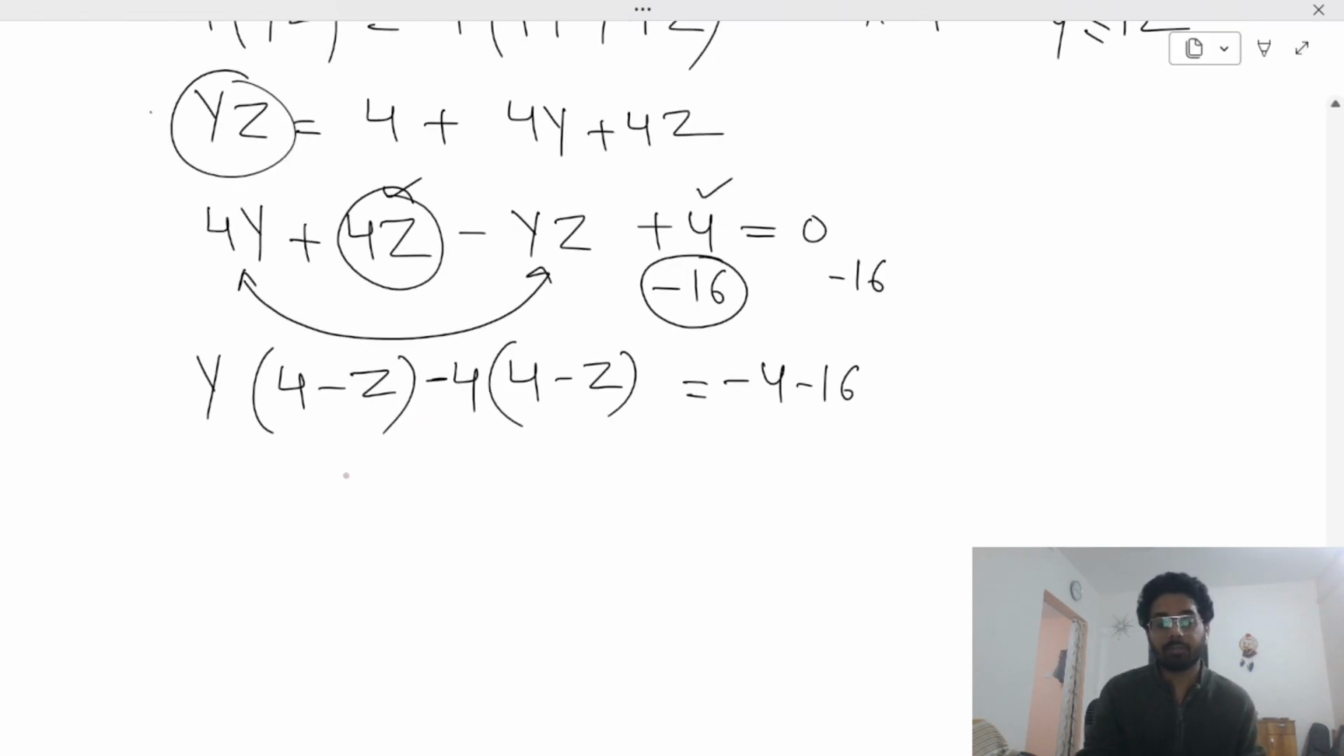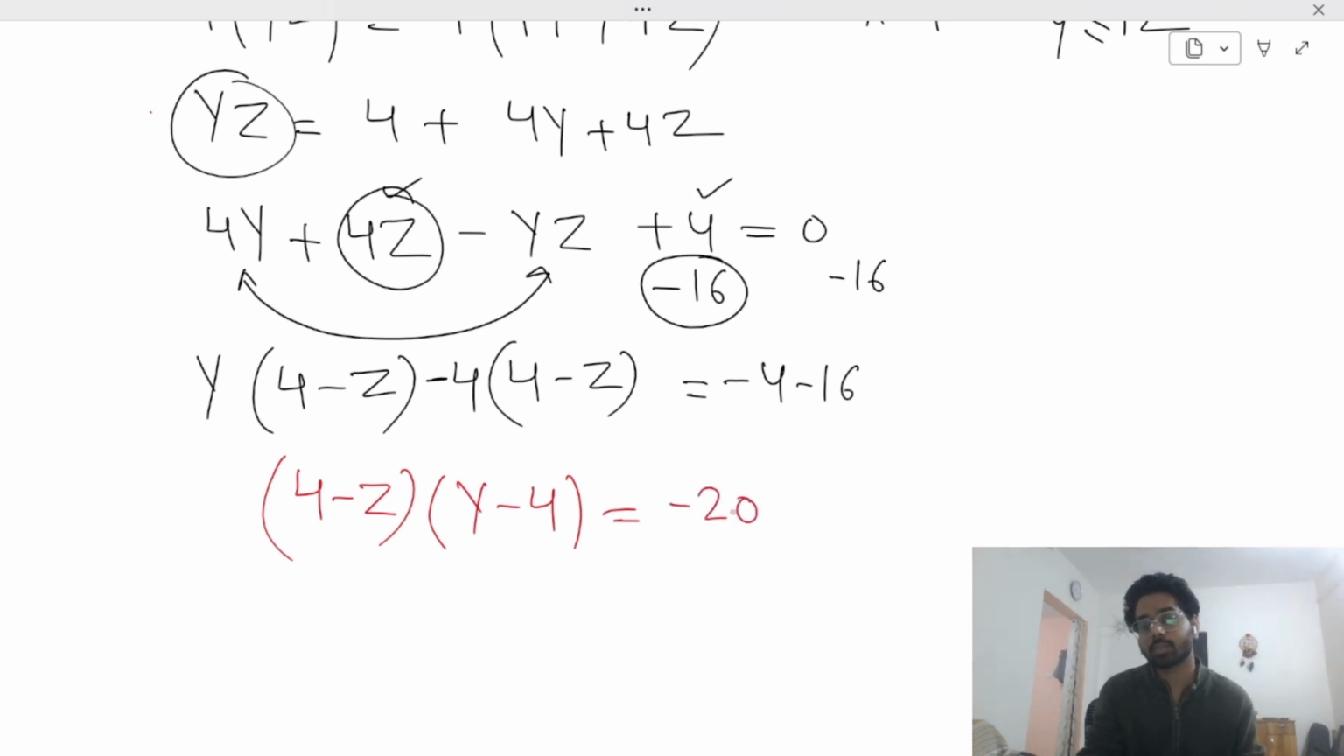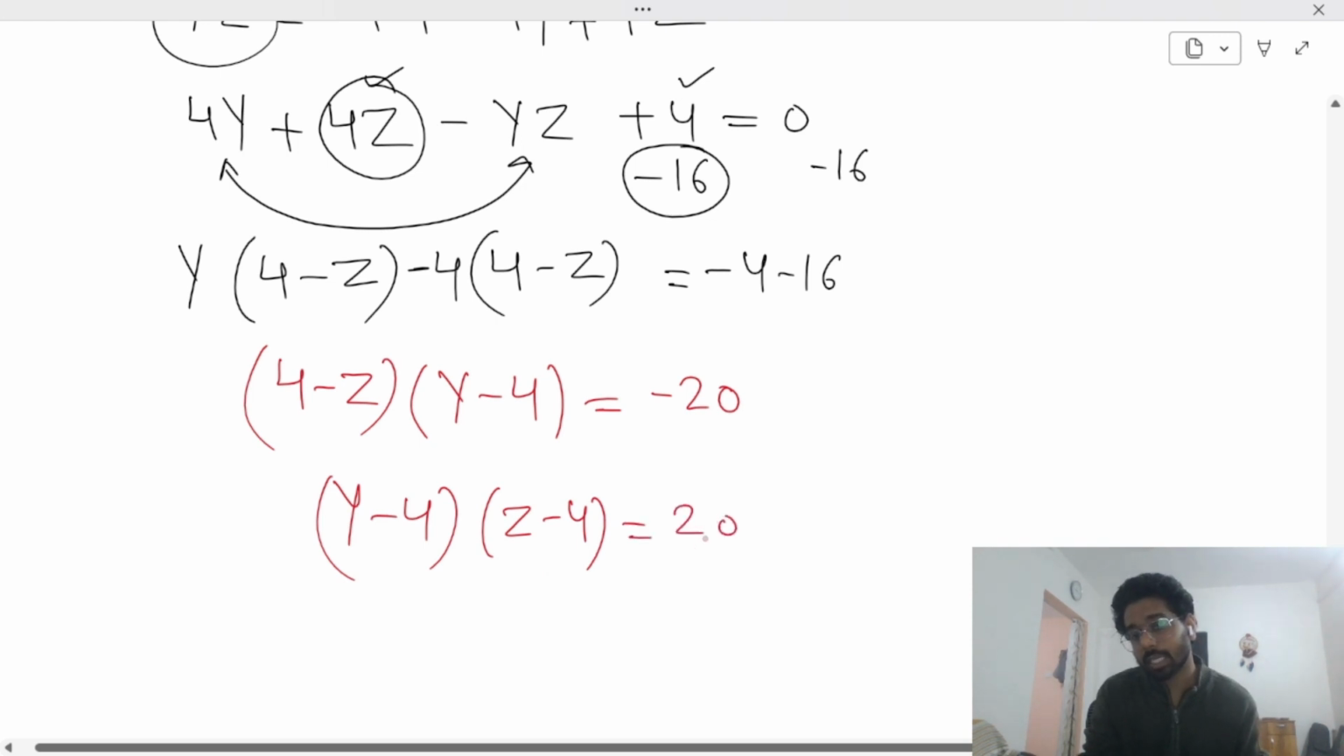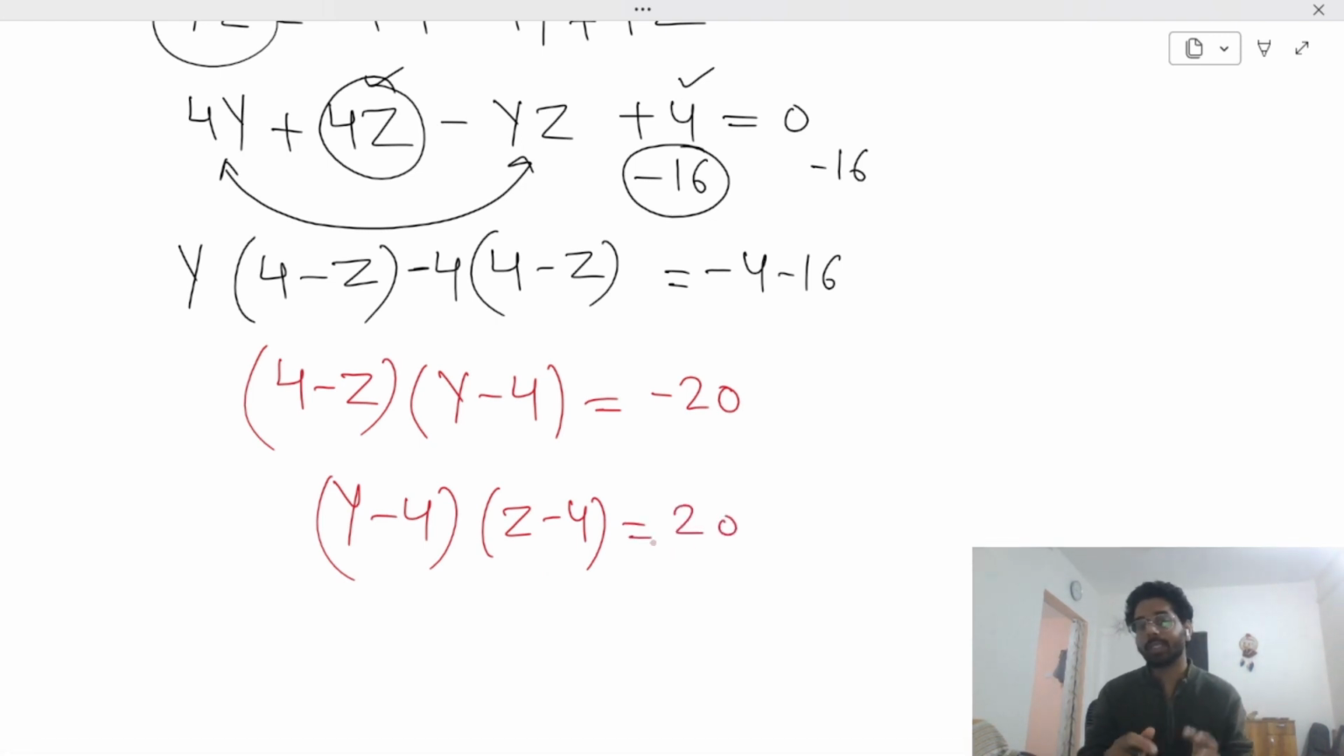So now if we take 4 minus Z common, we will have (Y minus 4) times (4 minus Z) is equal to minus 4 minus 16, which is equal to minus 20. If you want, you can multiply by minus 1 on both sides, and you'll have (Y minus 4) into (Z minus 4). That's how we will do it. I have done this calculation part because it was a bit tricky, you can say. Now (Y minus 4) into (Z minus 4) is 20.